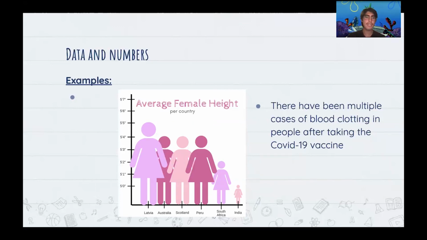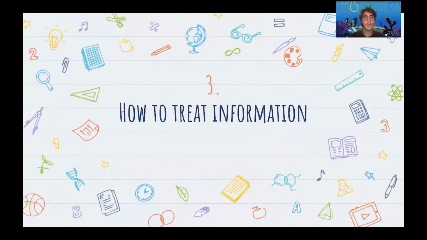So these are actually techniques that are used by anti-vaxxers, for example, or other people that seek to discredit what science or scientists are showcasing, because they use numbers without any background or without explaining what those numbers mean in the greater context. So how can we learn to treat information?